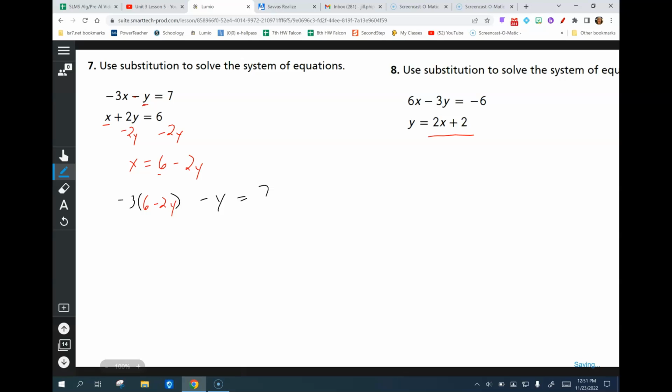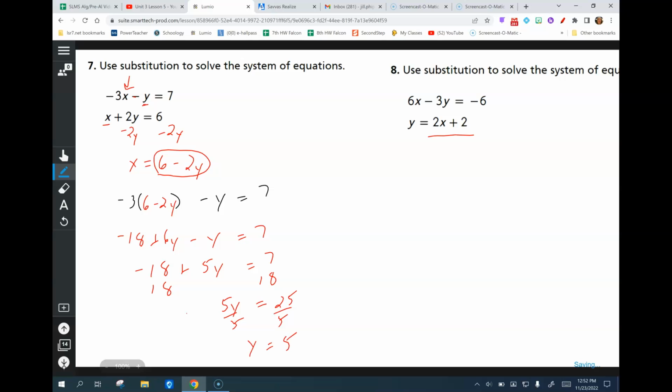Okay, so I took what x was equal to, and I'm plugging it in for x up here. So I get negative 18 plus 6y minus y is equal to 7. So negative 18 plus 5y. You can read. So I get y is equal to 5. Now we're going to go find out what x is. So we say x is equal to 6 minus 2 times 5. We get 6 minus 10, which is negative 4. So my solution is (-4, 5).